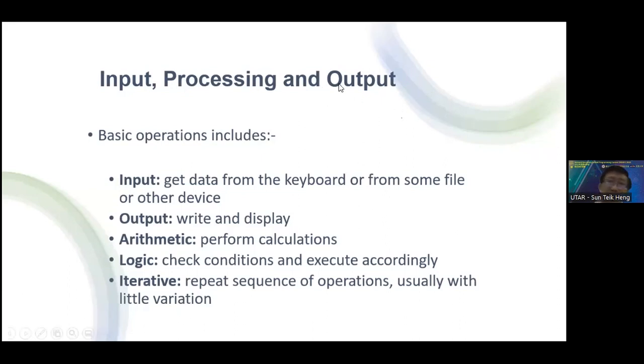Then how about your output? After you process, you get the result, and now you want to output it to the user. You can output it to a monitor, you can output it to a printer, right? You can output it to a hard disk. So these are the output devices. Of course, printer and monitor are output devices. Some devices are input and output, which means they can be used as input or output, like for example your disk. A disk can be an input device. It can also be an output device.